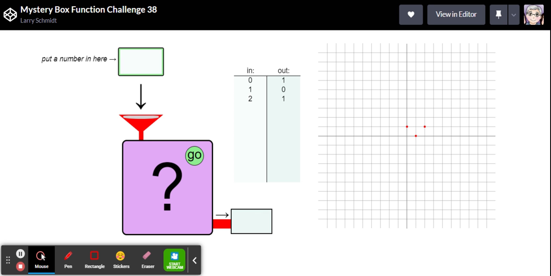Oh, no. So maybe this is an absolute value function that's been moved to the right one, or maybe it's a quadratic that's been moved to the right one, and this is our vertex down here. Let's try 3.